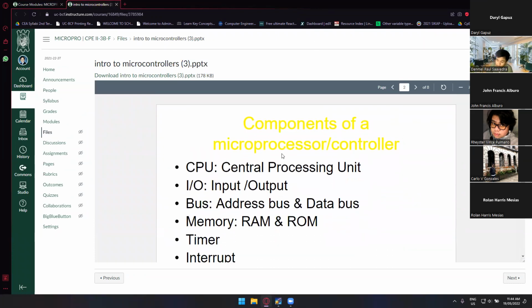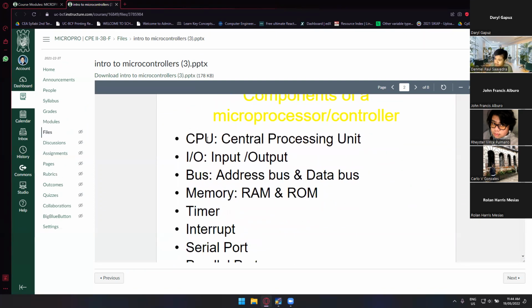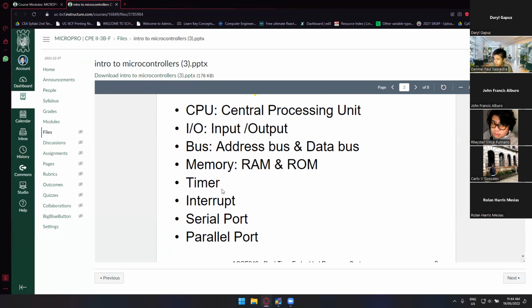So here are the components of a microprocessor and a microcontroller. So both of them have this one. Well, except for the microprocessor. So it's a different module. Okay, but of course you cannot make a microprocessor work without the others. Well, anyway, so a microcomputer has a CPU, of course, and input and output. We have the bus, the memory, which is RAM and ROM. We have the timer, the interrupt, serial port, and then the parallel port.